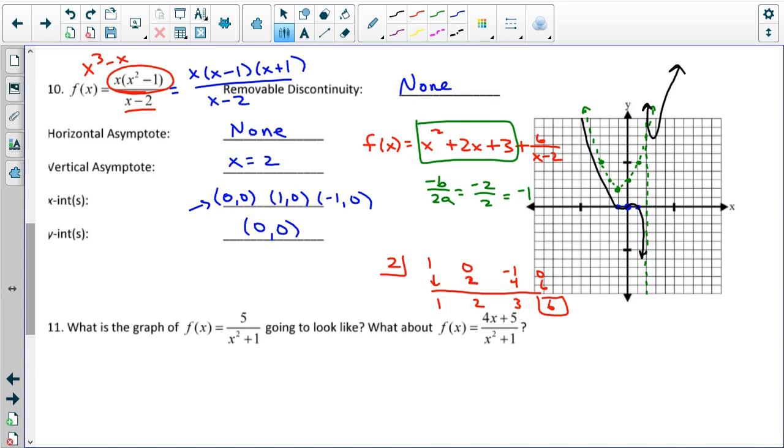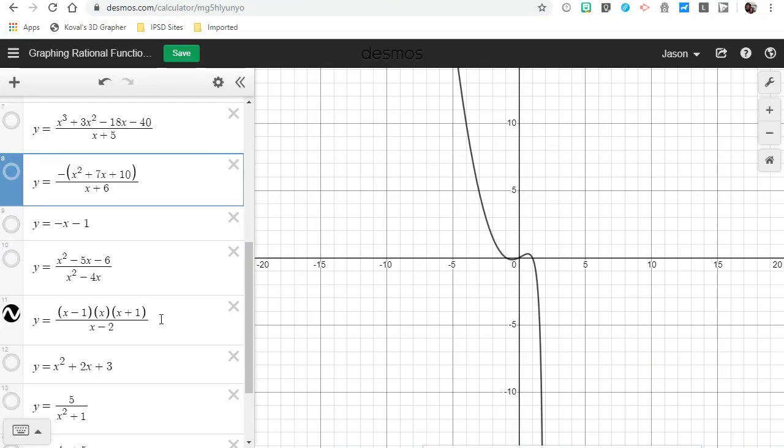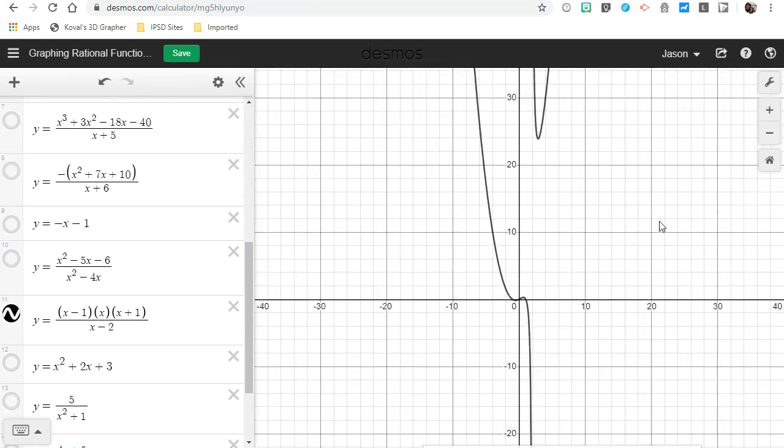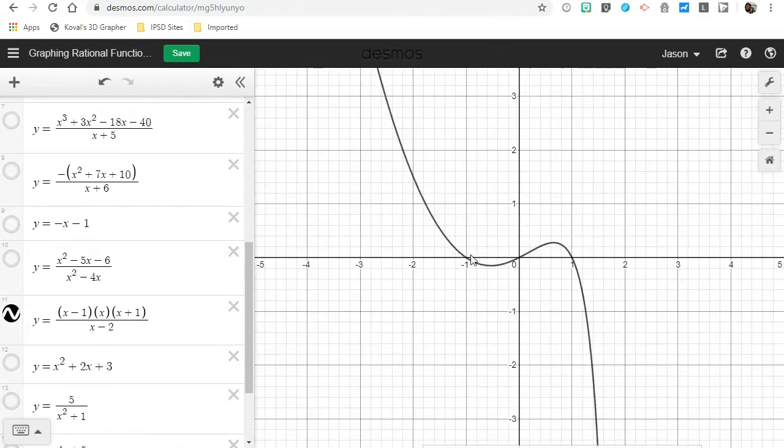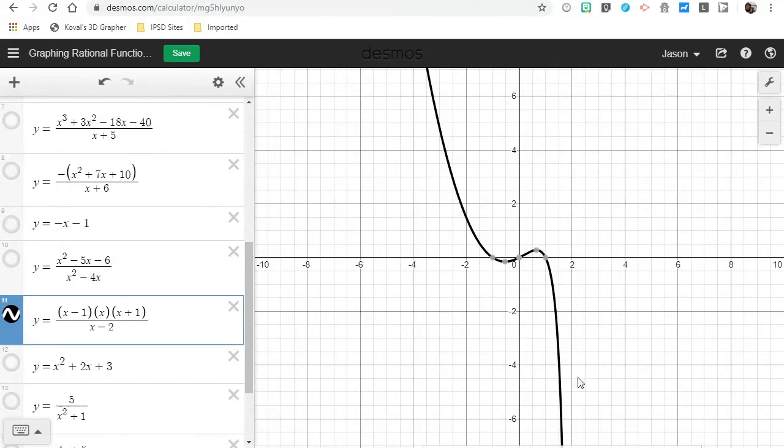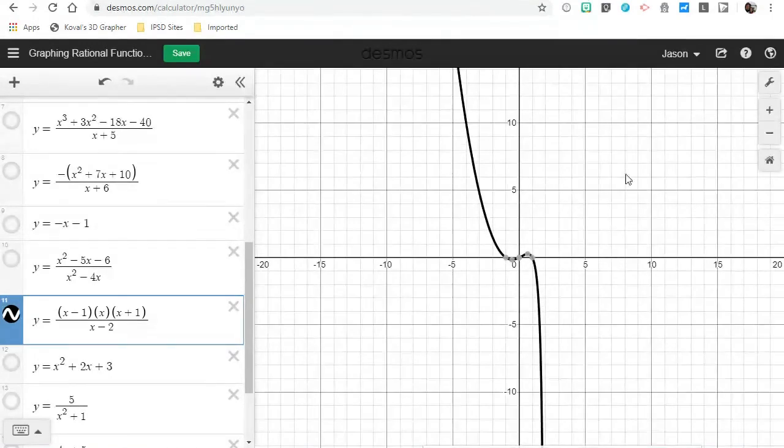Most of the problems on this page are not going to be tested, but it's really important to understand what's happening and why things happen. If I look at this function, x cubed minus x over x minus 2, the function does a lot of dipping around negative 1, 0, and 1 for the x values. And then there's the vertical asymptote at x equals 2.